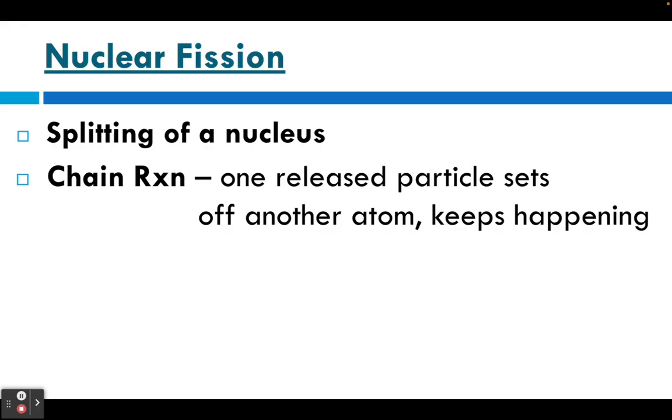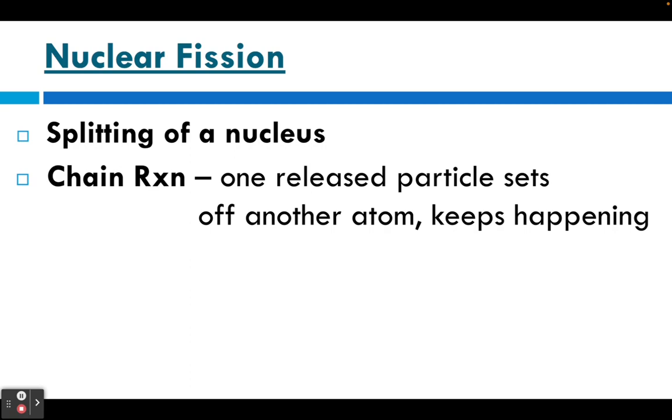Those neutrons will then bombard surrounding atoms, which will then cause those surrounding atoms to break apart, releasing more neutrons. And so this will keep happening. This is what we call a chain reaction. It'll just keep going and going until the whole substance has been split apart.